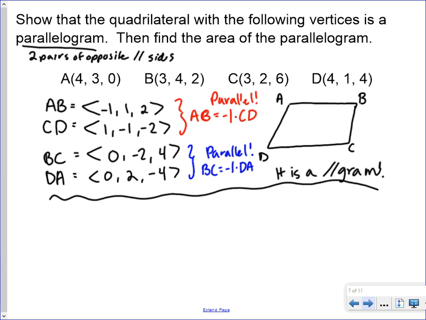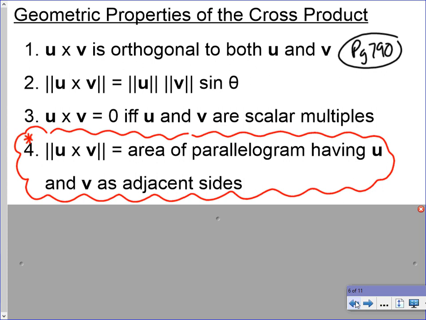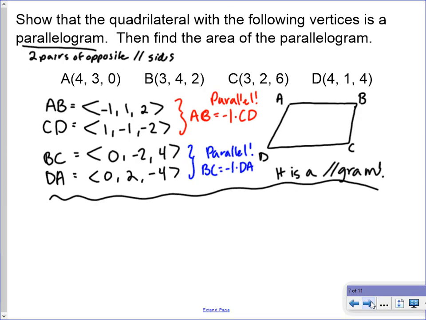Okay. And I'm going to flip back to my previous slide. The area, or the magnitude of the cross product, is the area of the parallelogram that has U and V as adjacent sides. So in order for you to find the area of the parallelogram, you need to go back to your picture and pick two adjacent sides. What sides do you guys want to use? I'll choose AB. What other side do you want to pick that's adjacent? DA. Okay, these two sides are adjacent to each other, so let's find the cross product.